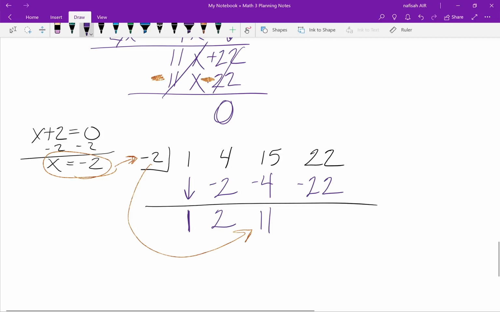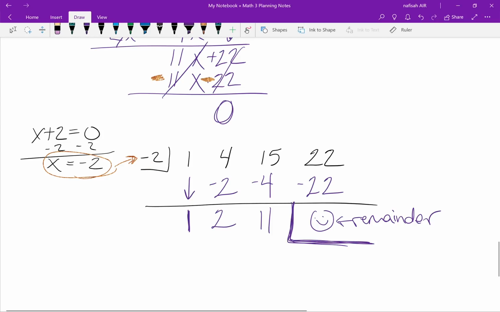From there, what do I do? The math. I add or subtract. In this case, I need to subtract 22 minus 22. 0. The very last number you write on the bottom is your remainder. And the numbers that you have written next to the remainder are your answer.